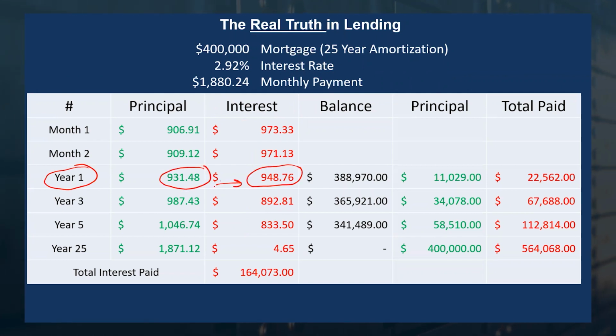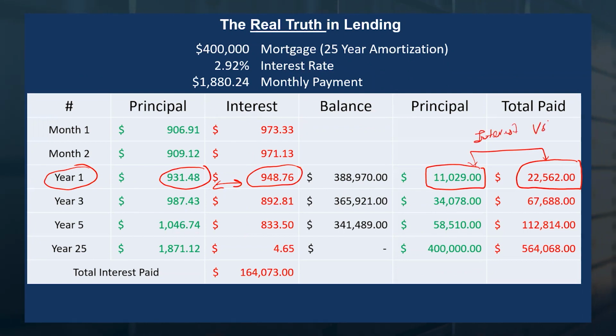It's still not 2.92%, the difference between principal and interest. We're still paying an equal amount in interest as what we're paying in the principal. Now we've sent the bank 22,562 in total payments, out of which $11,000 is the principal amount, and the difference between these two numbers is what I call the interest volume. The interest volume, as you can see, is not 2.92%. It's much more than 2.92%, right?